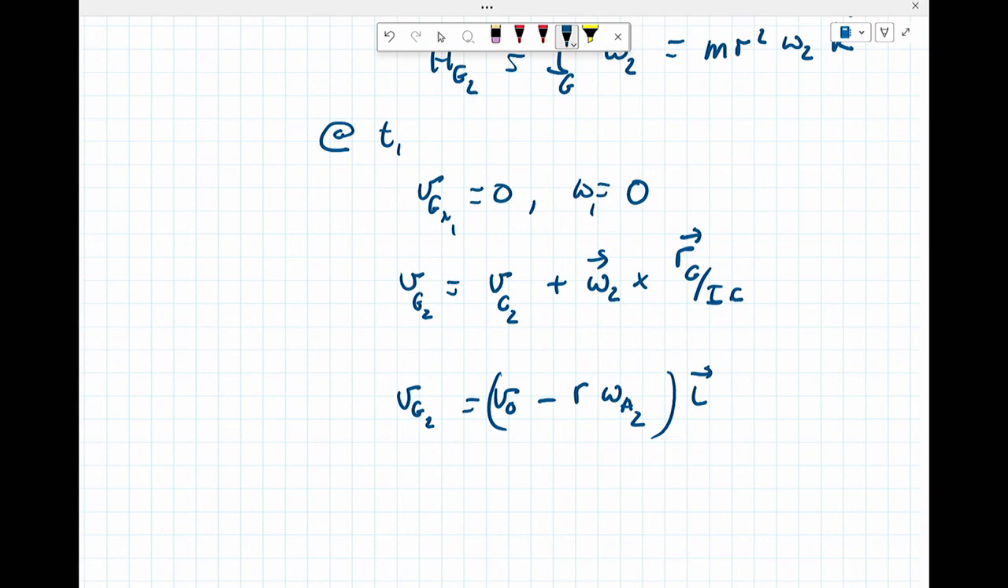And if I do the cross product, one of the things that's nice about just plopping out the equation is you can get right away to that point. R is in the J direction, omega is in the K direction, you know you're going to end up with an I. When you do the cross product, you end up with a negative.